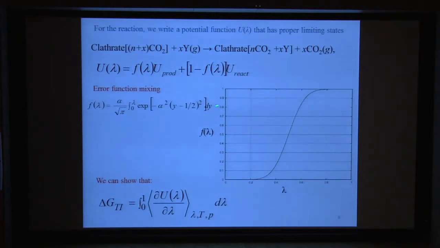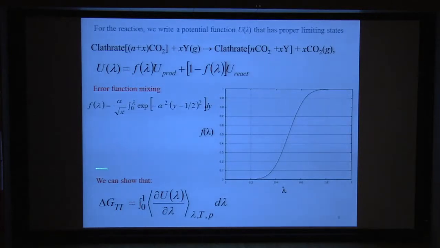Now if someone's interested, the mathematical form of the error function mixing is shown here. If we plot this f function, we can see it's 0 when lambda is equal to 0, so it reproduces the reactants. And when lambda is equal to 1, the function is equal to 1. And also the slope. It's critical that the slope of this function at lambda 0 and lambda 1 be equal to 0. So that's a critical property that this function must have.